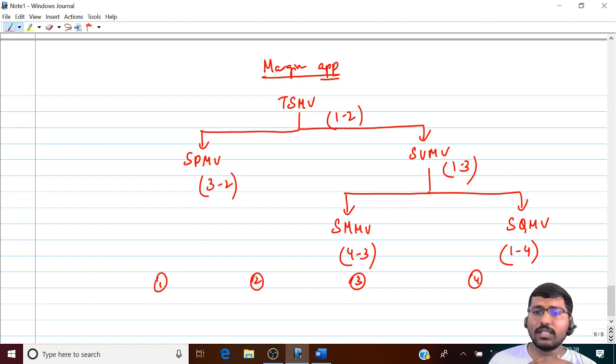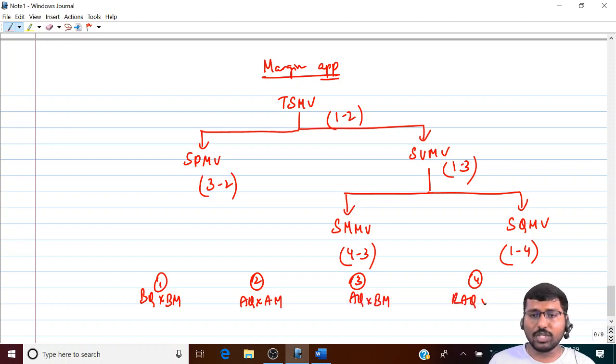Guys, now you can easily guess the formulas. What are the formulas? First one is BQ into BP earlier. It is BQ into BM. In the place of price, I'll get margin. Second one is actual quantity into actual margin. Actual quantity into budgeted margin. Revised actual quantity into budgeted margin. You got this? Right. So for all the variances, I've just added the point called margin. I've done nothing else.